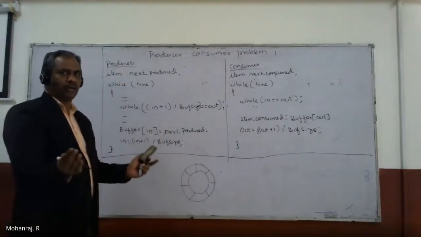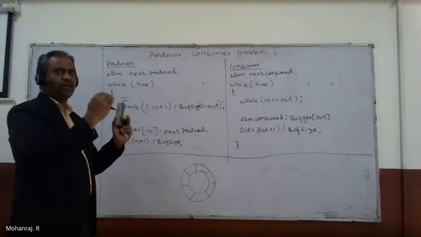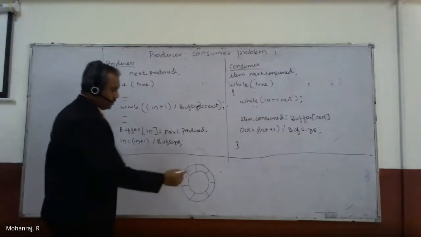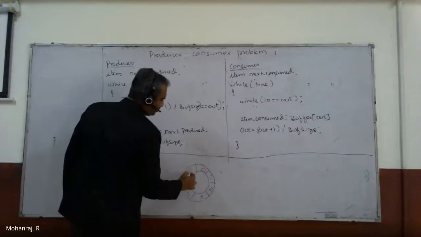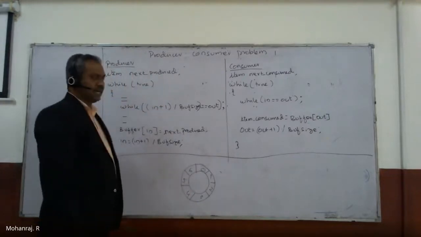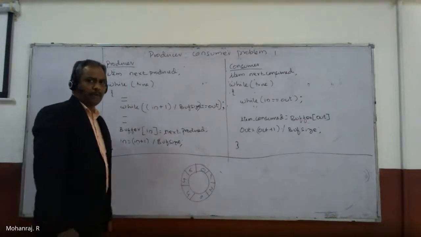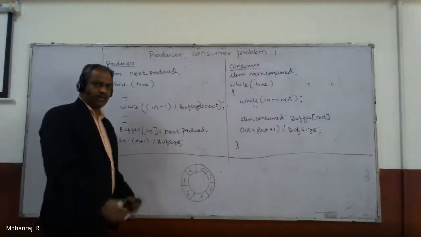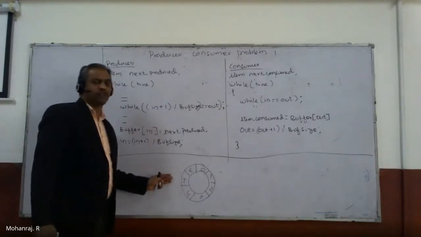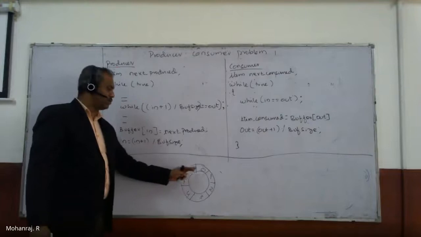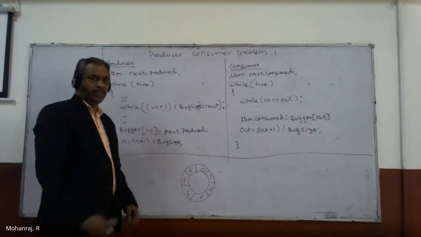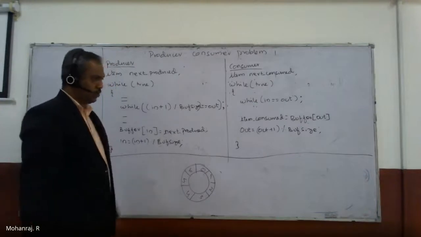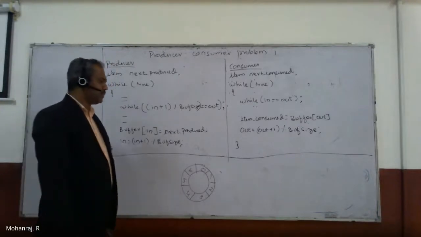It is like you have bent it, and the front and rear ends are joined together. So let's assume 0, 1, 2, 3, 4, 5, 6. Here there are totally 7 items that can be placed, right? The maximum size of this queue is 7 items, starting from 0, the very first one, till 6. So 7 items can be placed. The maximum size of the circular queue is 7.